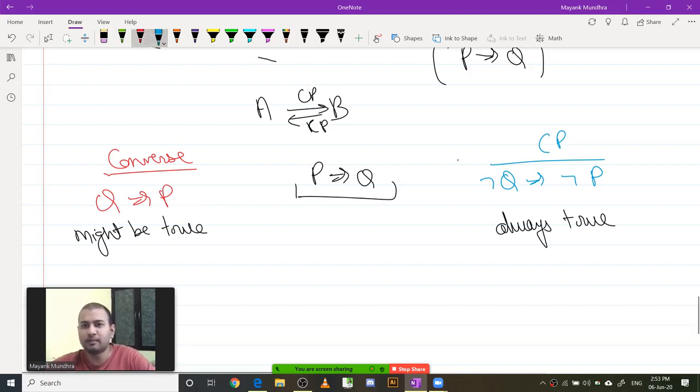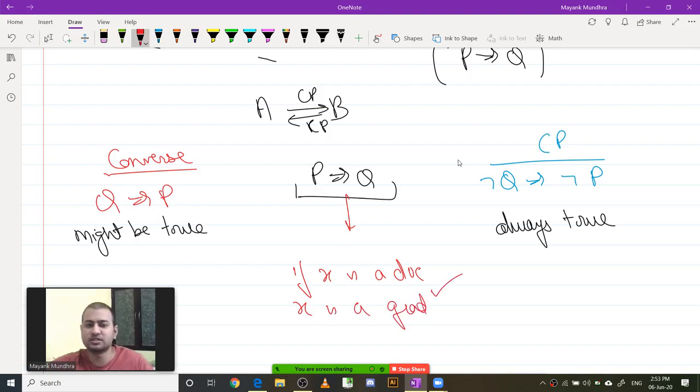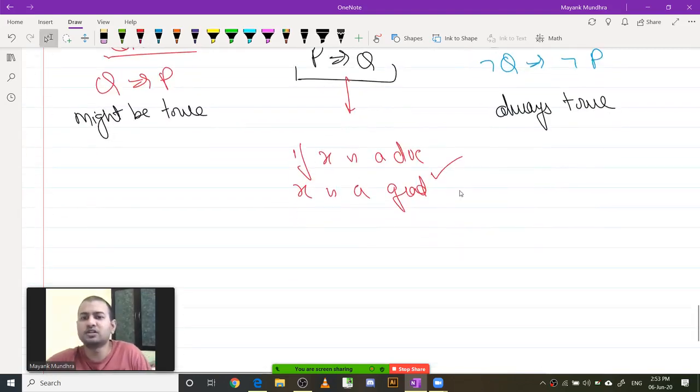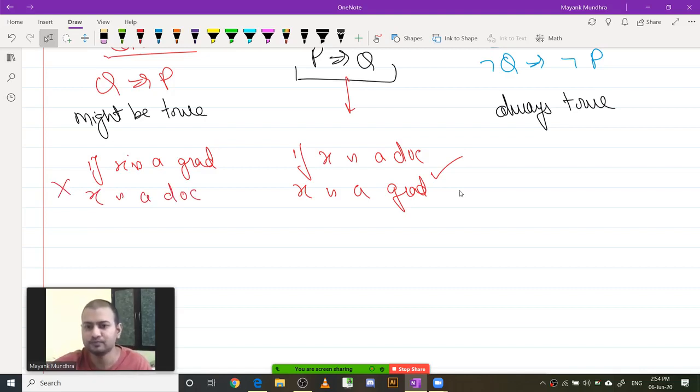So coming back to our example of doctors and graduates, P implies Q basically means that if X is a doctor, then X is a graduate. Okay. So this is true, we know this is true. But the converse would be if X is a graduate, then X is a doctor. We know that this is false. So in this situation, it's not true. Okay. So the converse might be true.